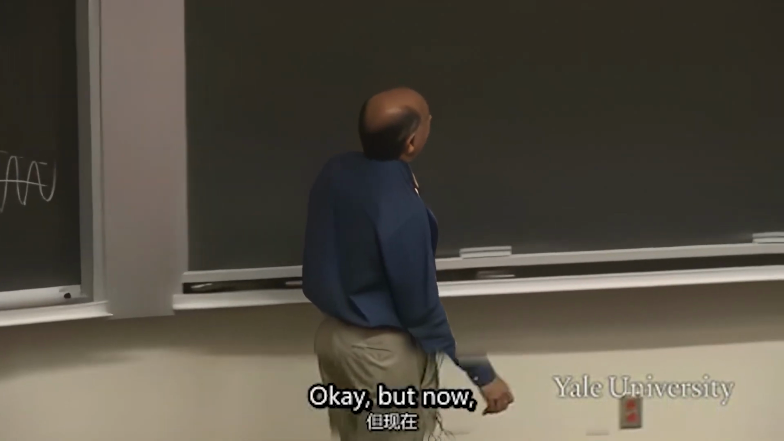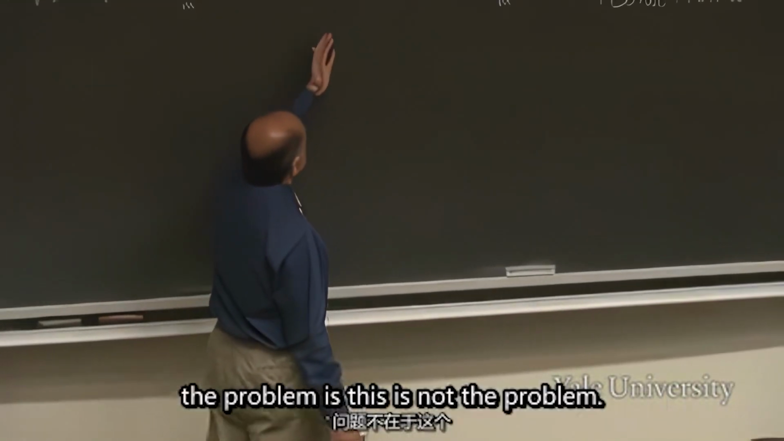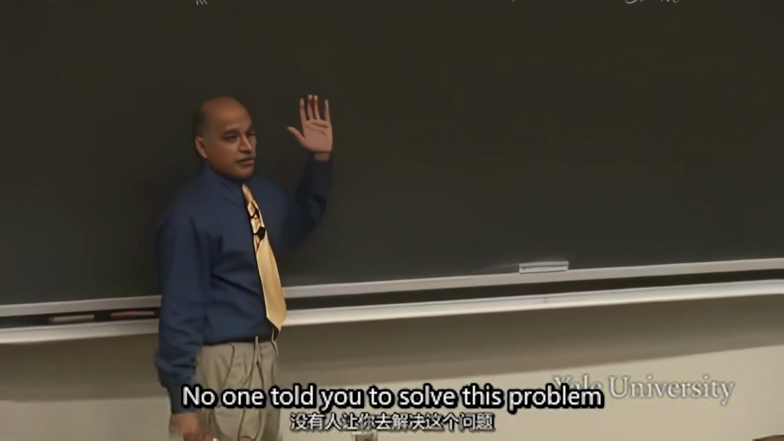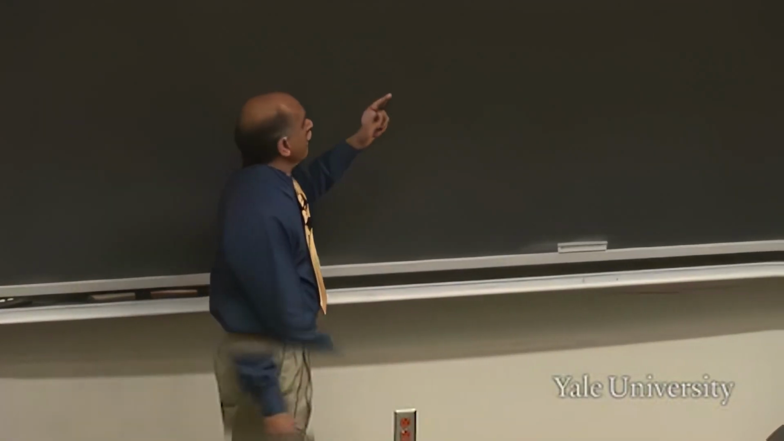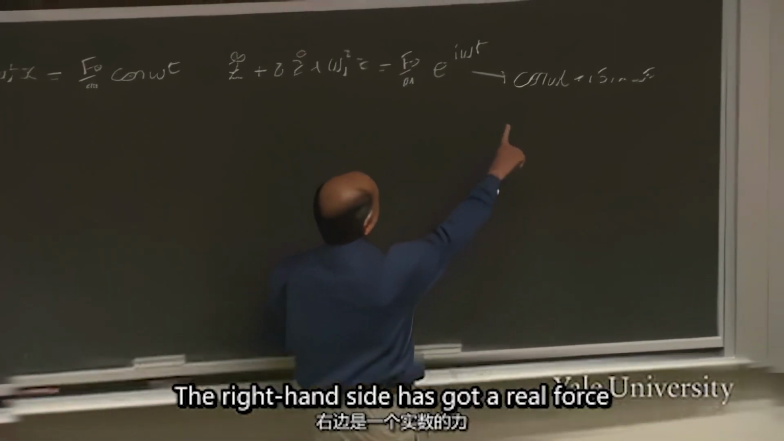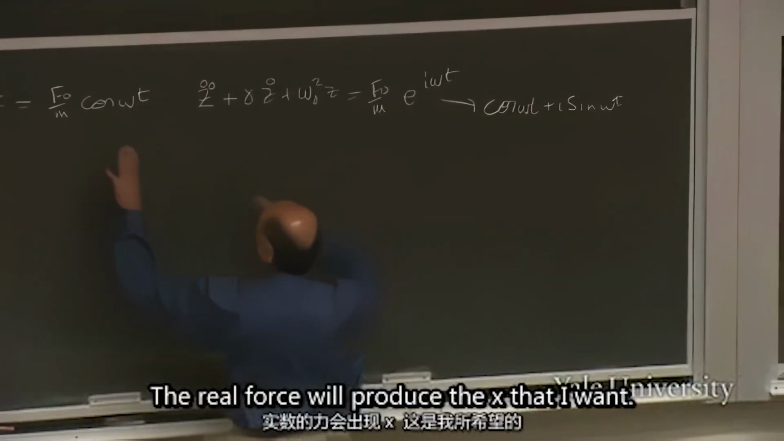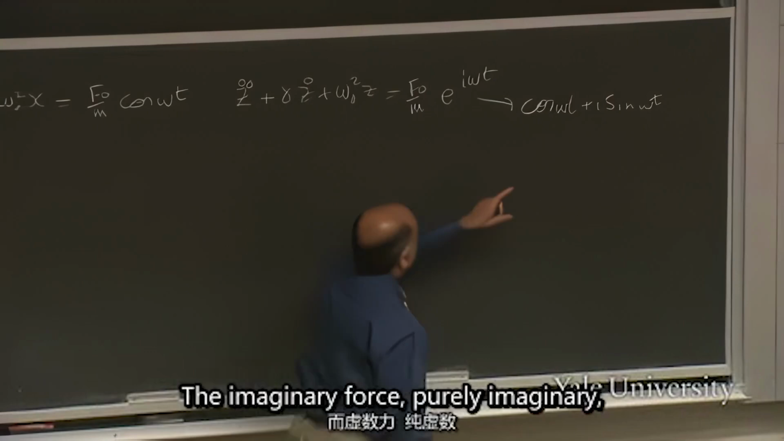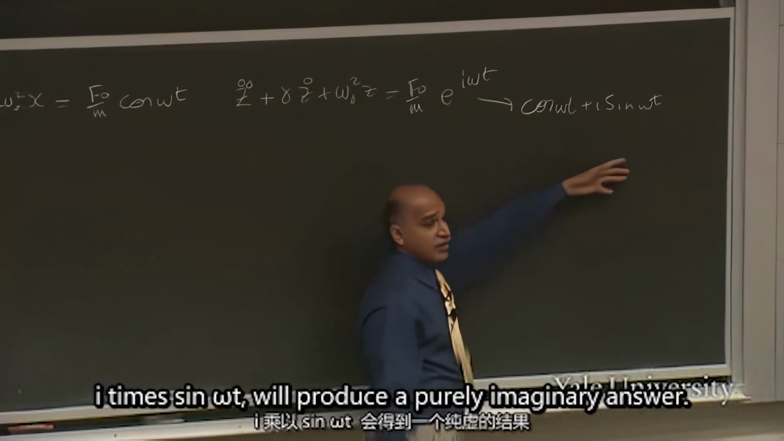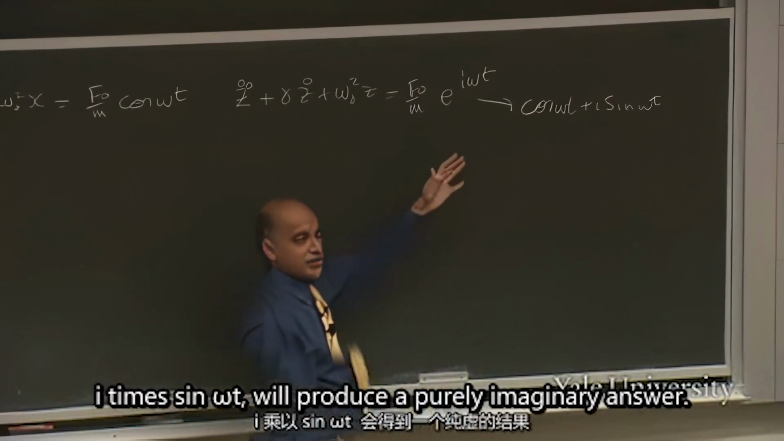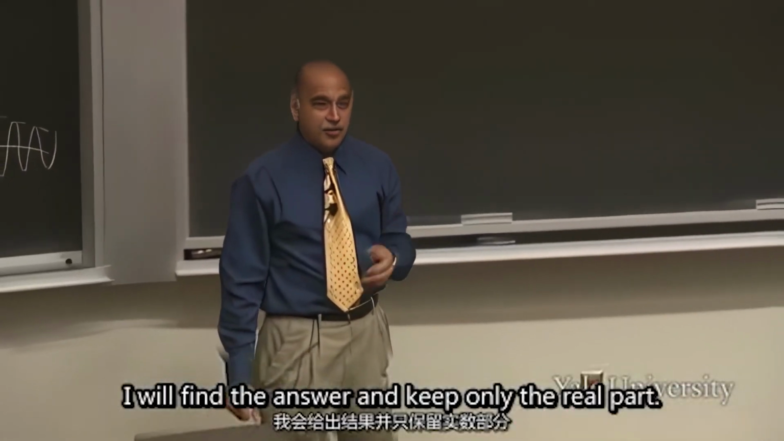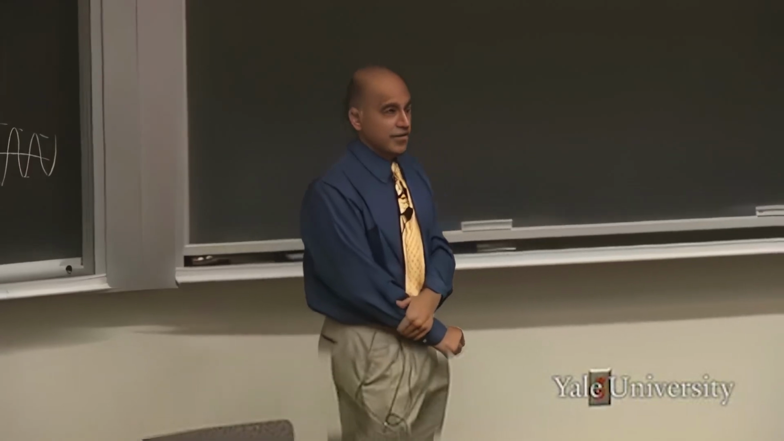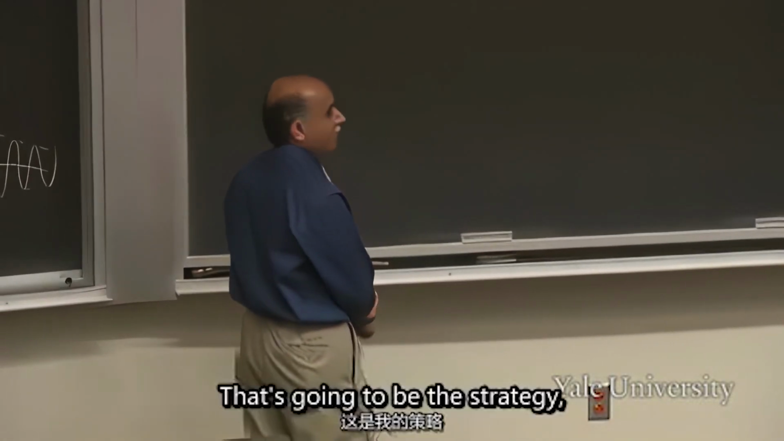But now the problem is, this is not the problem. No one told you to solve this problem. But our strategy is the following. The right-hand side has a real force and an imaginary force. The real force will produce the x that I want. The imaginary force, purely imaginary, i times sin omega t, will produce a purely imaginary answer. So at the end of the day, I will find the answer and keep only the real part. That's the plan. That's going to be the strategy.